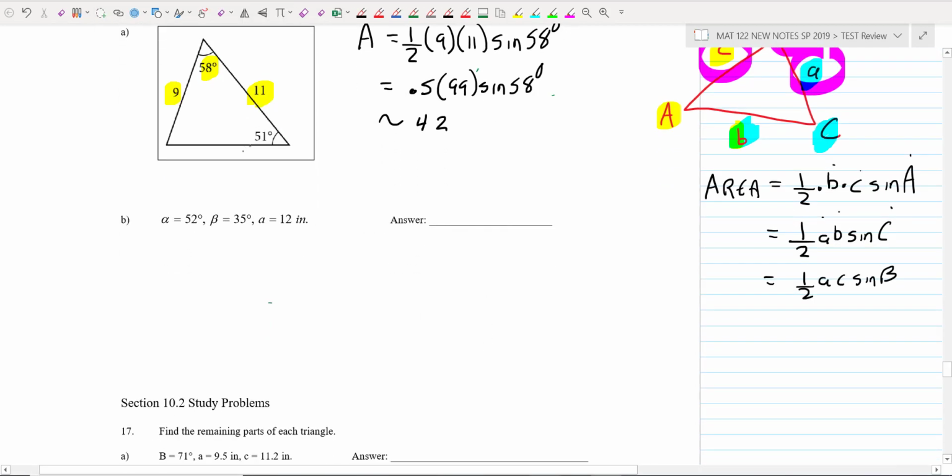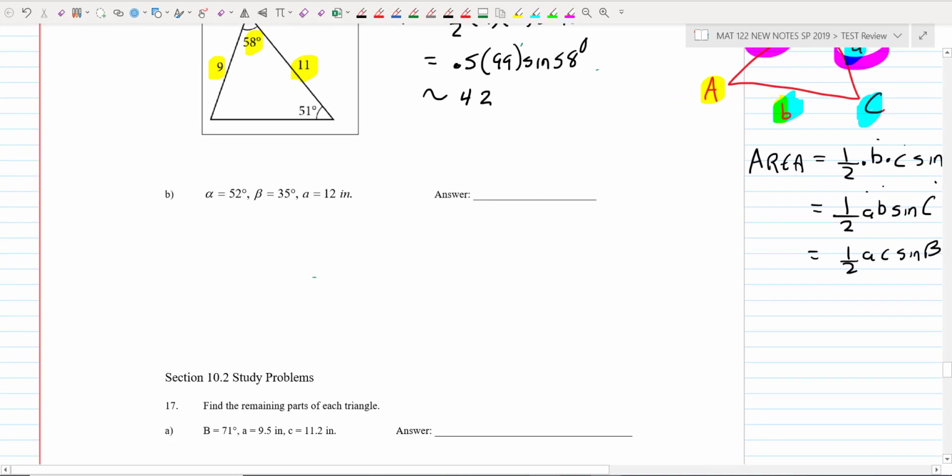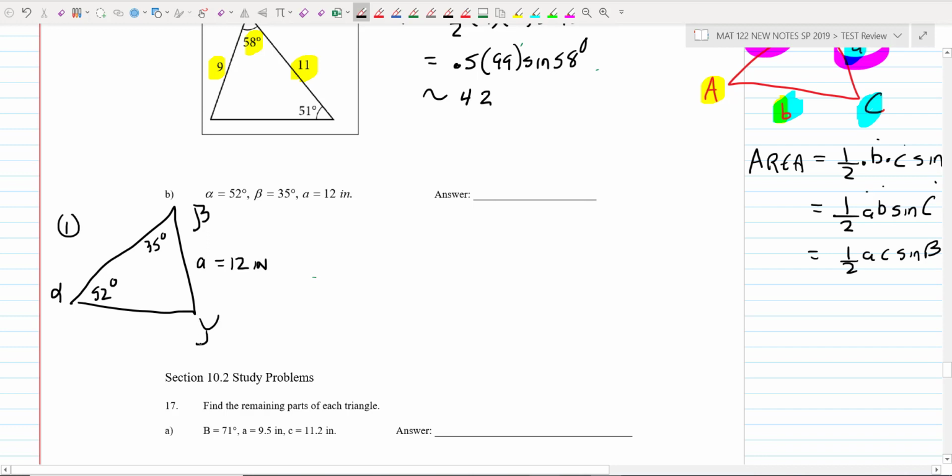The next problem, let's see what we're given. You might not have enough information on this one to do it as easily as we did the previous problem. I'm going to start by just drawing a triangle, and it might not be drawn to scale. So we have alpha is 52 degrees, beta is 35 degrees, and I'm also given a is 12 inches. Now that would force this to be gamma if you're using Greek letters, this to be side b, and this to be side c.